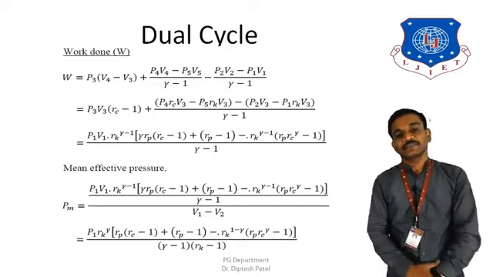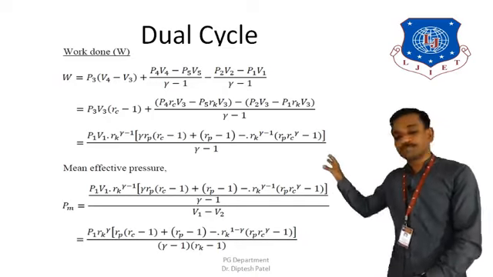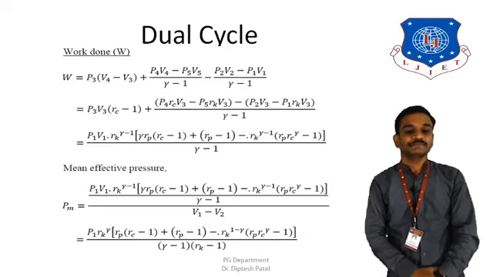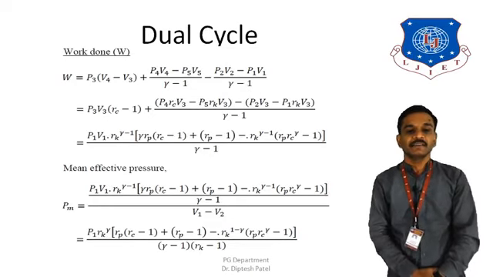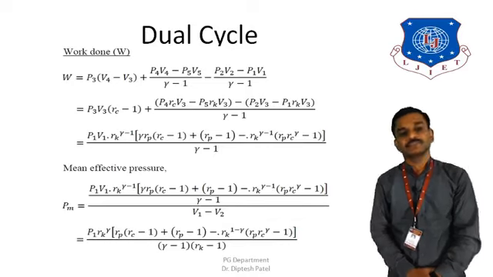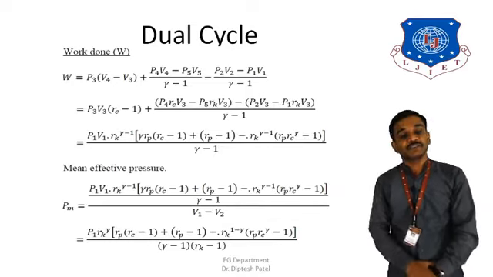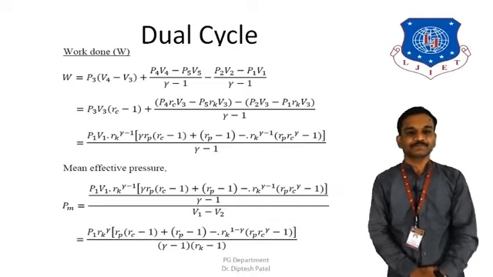Now these equations can be rewritten as mean effective pressure PM is equal to P1 RK raised to gamma into RP RC minus 1 plus RP minus 1 minus RK raised to 1 minus gamma into RP RC raised to gamma minus 1, divided by gamma minus 1 into RK minus 1. So that is the mean effective pressure of the dual cycle.